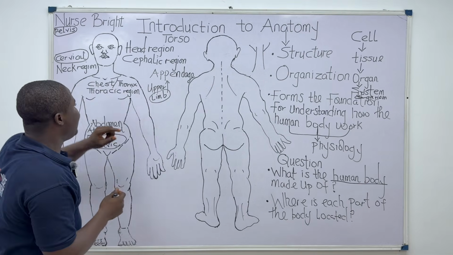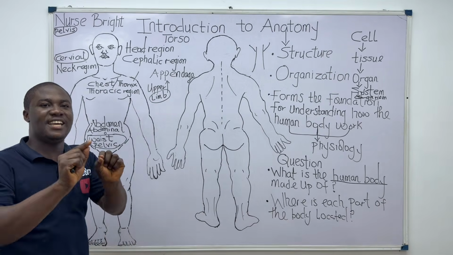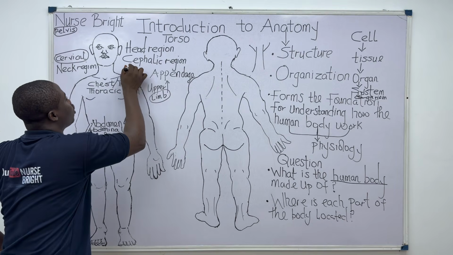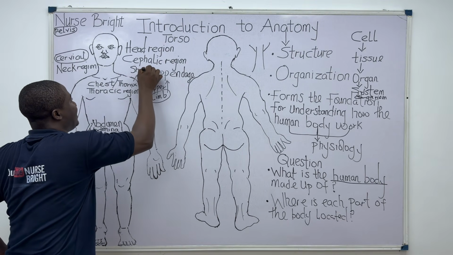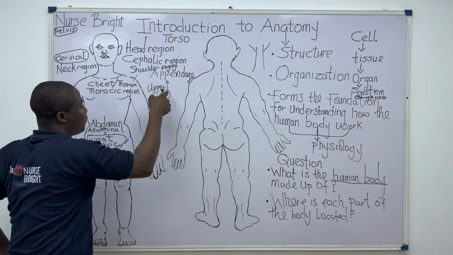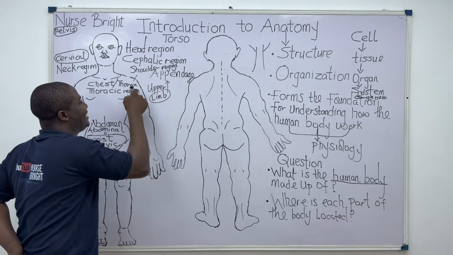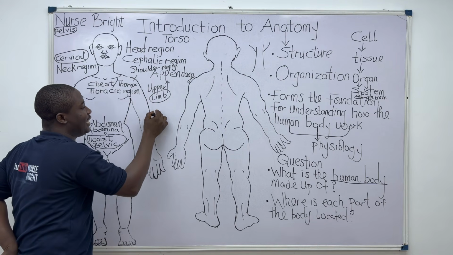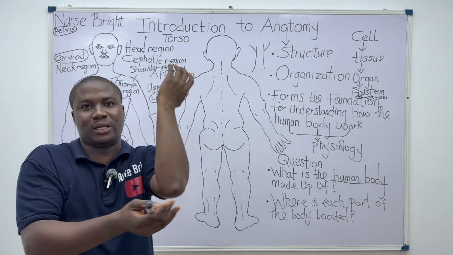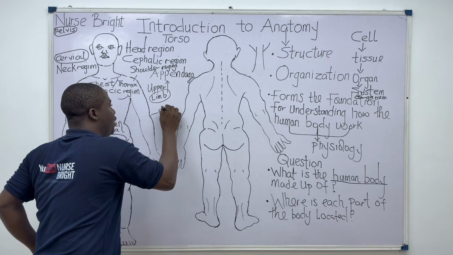Moving further. Now, the upper limb is made up of different regions. The first region of the upper limb is what we call the shoulder region. This is the shoulder region of the human body, specifically the upper limb. Now, after this part is this part. Are you listening? This is called the elbow region. You know what I'm talking about. This is your elbow. So this is called the elbow region.